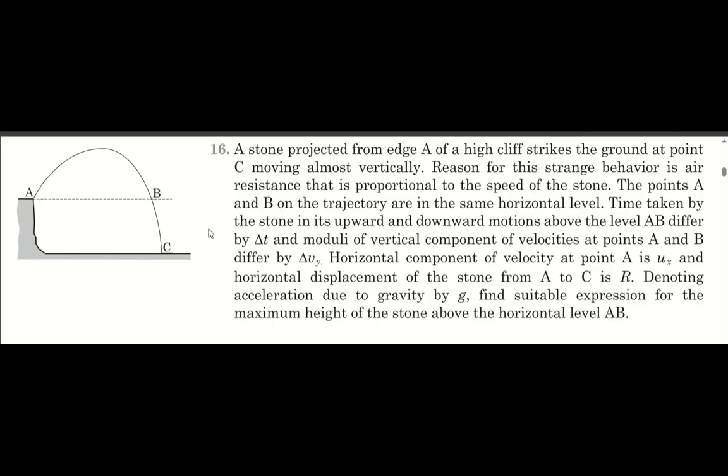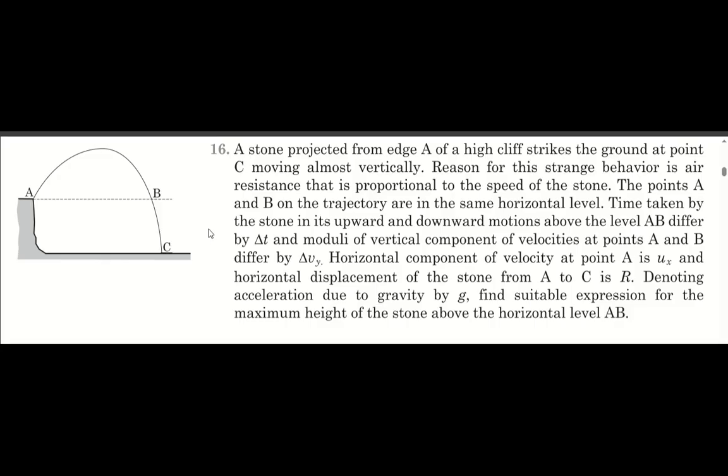This is question number 16 from chapter kinematics, subsection check your understanding. I'm just reading the question out. Stone projected from edge A of a high cliff strikes the ground at point C, moving almost vertically. The reason for this strange behavior is air resistance that is proportional to the speed of the stone. The points A and B on the trajectory are in the same horizontal level.